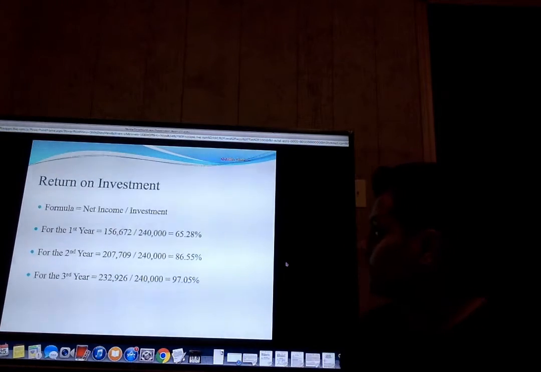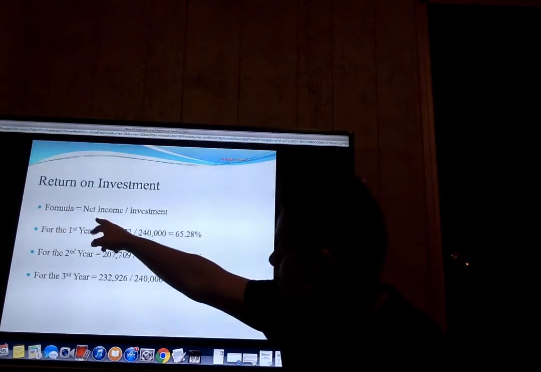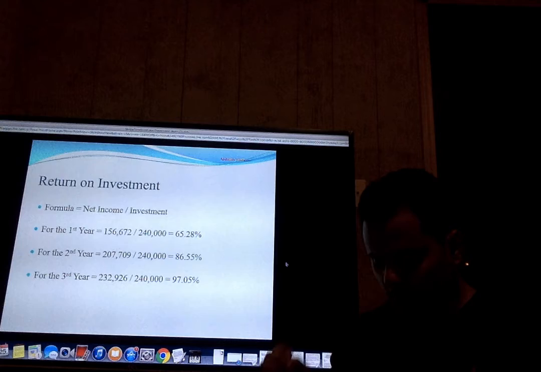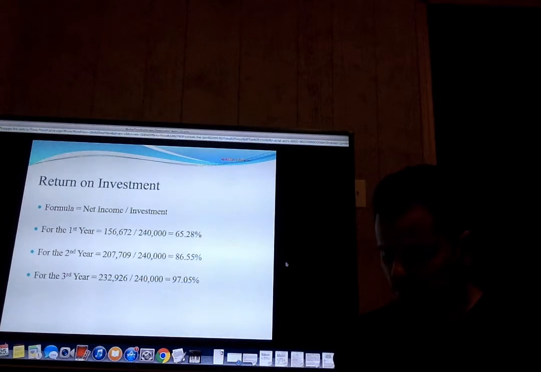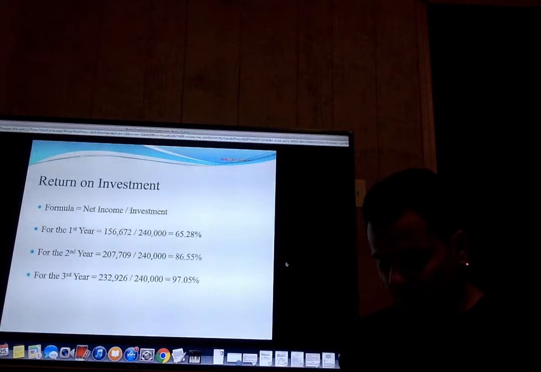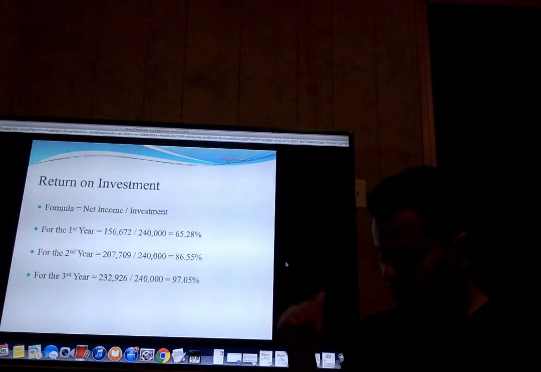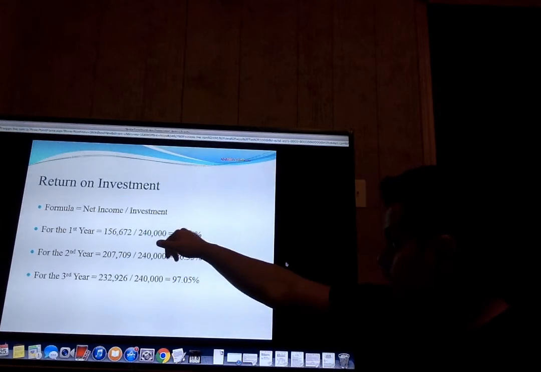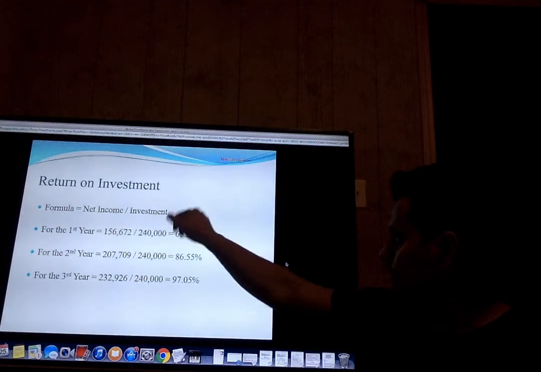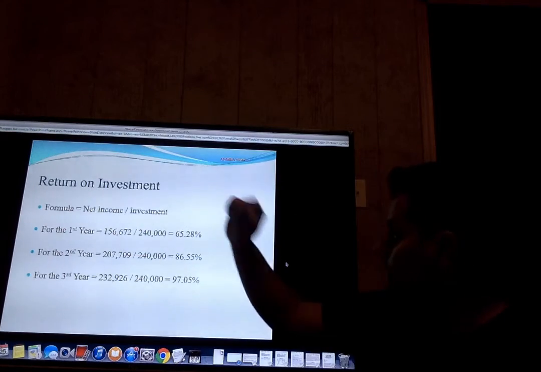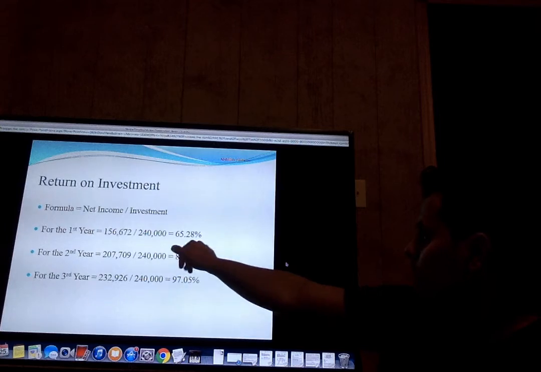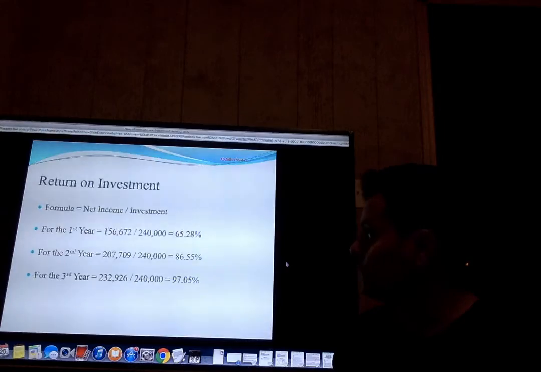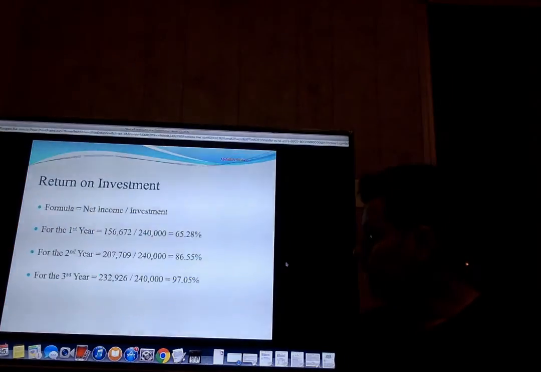And finally, the return on investment, as you can see, the formula is net income over investment. The return on investment is one of the important measures of analyzing profitability of the business. We have calculated the return on investment by dividing net income by investments. Our projection shows the return on investment of the first year is 65.28%, and for the second year it's going to be 86.55%, and for the last year it's going to be 97.05%. And this is the financial part of our project.